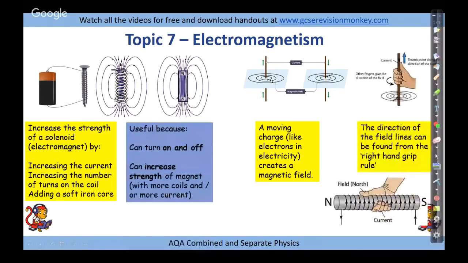Now, why is this really useful? We can turn electromagnets on and off. We can increase the strength of a magnet by having more coils or more current. And that's a really important property. And it can help us in maybe moving scrap metal around a scrapyard.